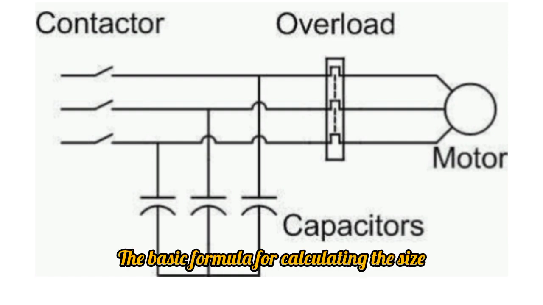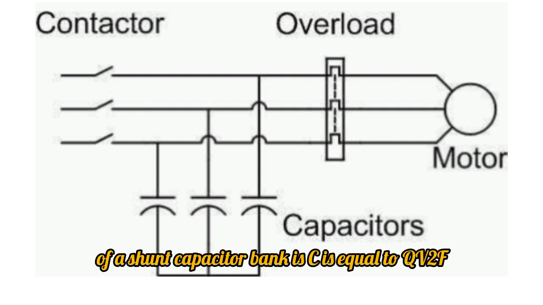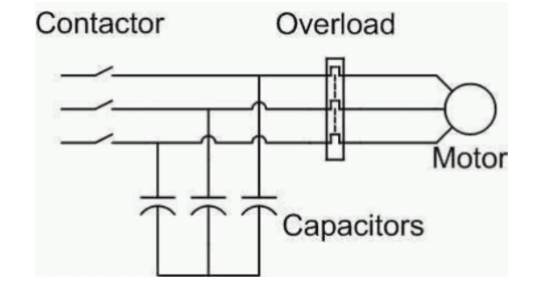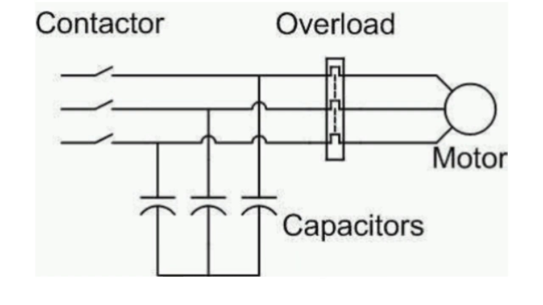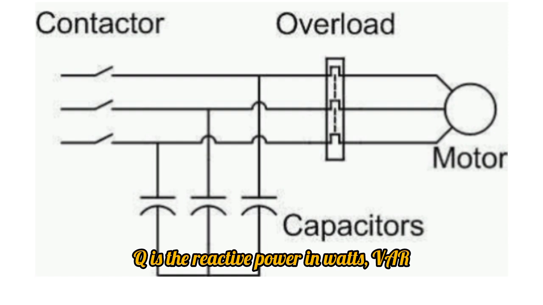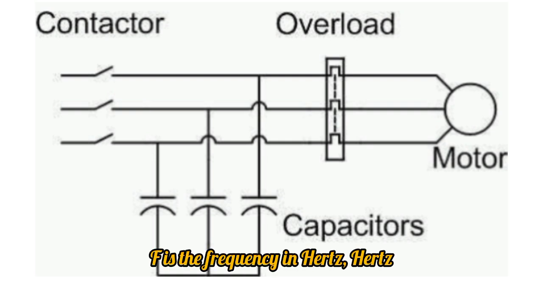The basic formula for calculating the size of a shunt capacitor bank is C = Q / (2πV²f), where C is the capacitance in farads, F. Q is the reactive power in vars, VAR. V is the voltage in volts, V. F is the frequency in hertz, Hz.